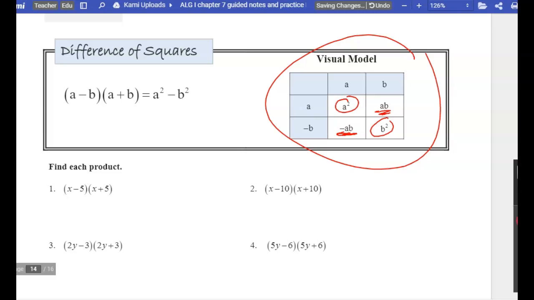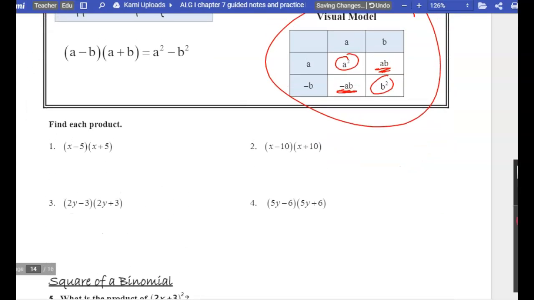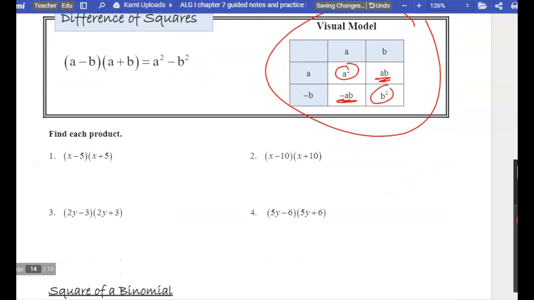All right, so I'm going to do it both ways here, just to show you. You can do these. You don't have to memorize this formula. You can continue to do these the old way.